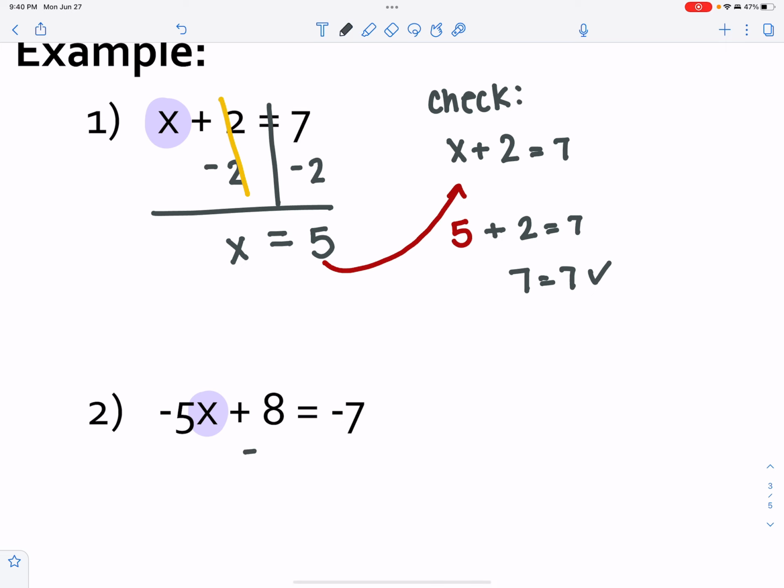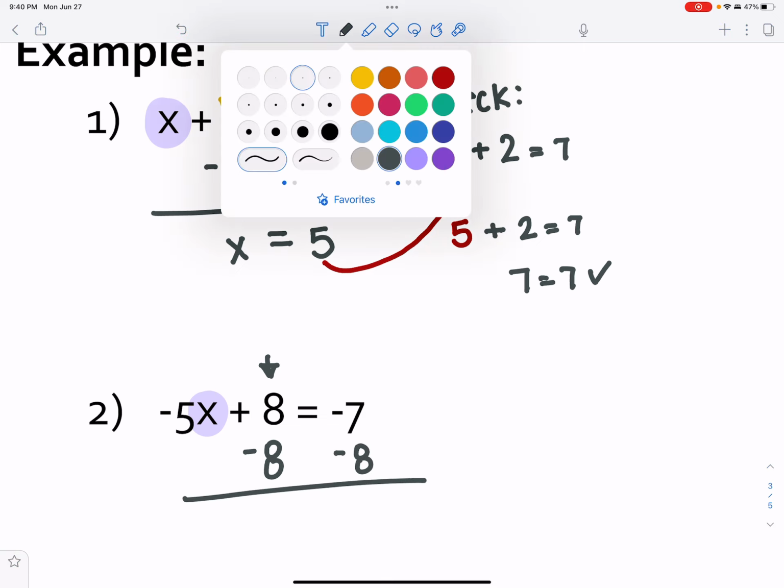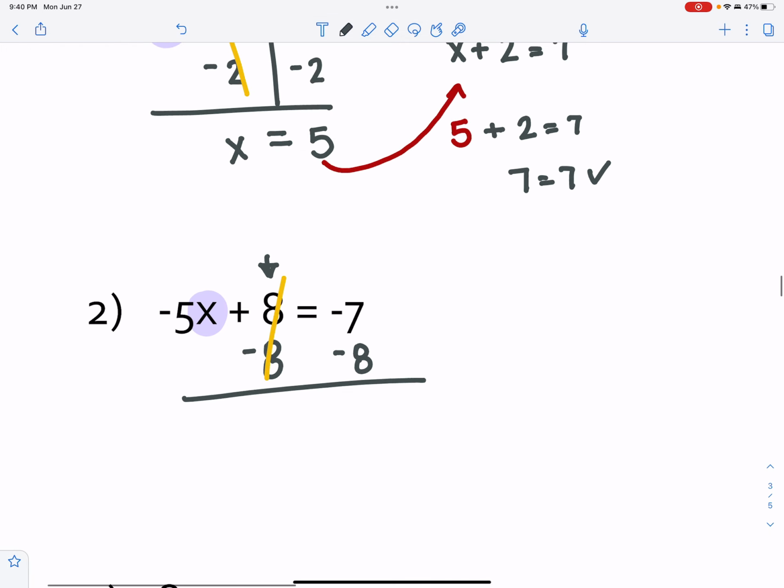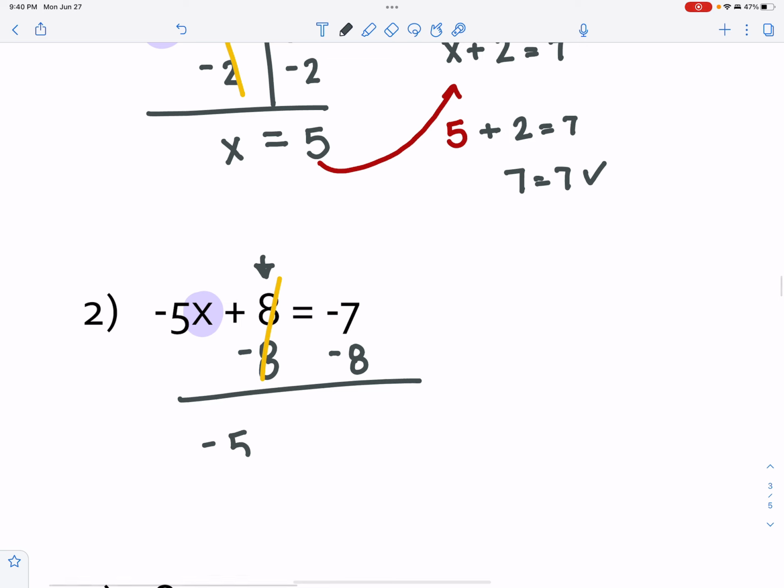And to get x by itself, I have to get rid of the constant term first, the positive 8. I'm going to subtract 8 from both sides. Those 8's, positive 8 and negative 8, are going to cancel, which is going to leave me with negative 5x on the left. And then on the right, I have negative 7 plus negative 8, which is going to give me negative 15. That was my first step.